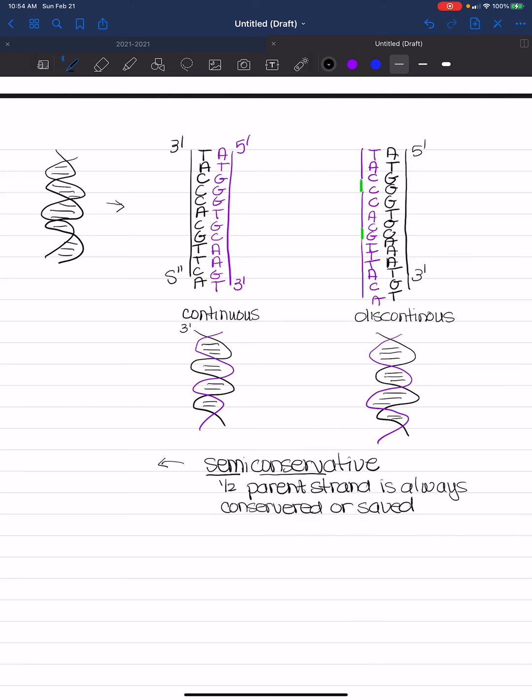And so we know that this one started with 3 prime. So that strand is going to end in 5. This side, 5 prime, 3 prime. And then we can put the opposite labels on the purple strands. And voila, 2 new strands.